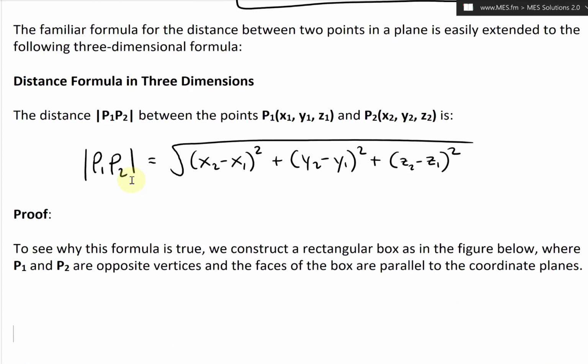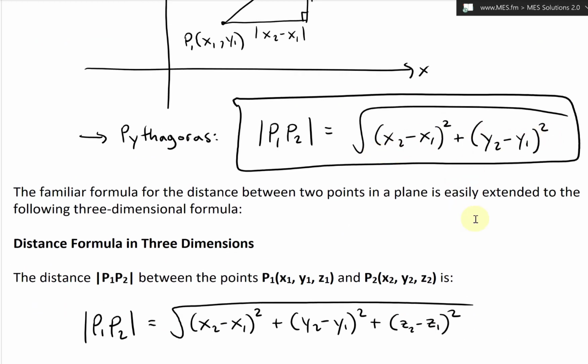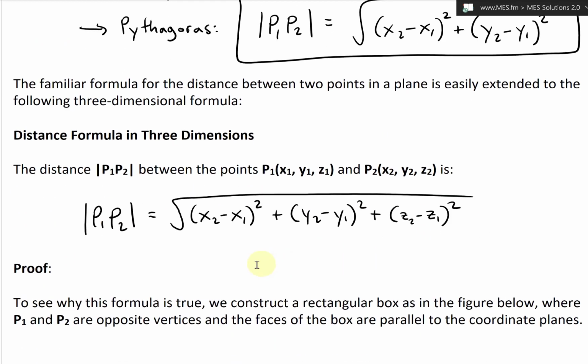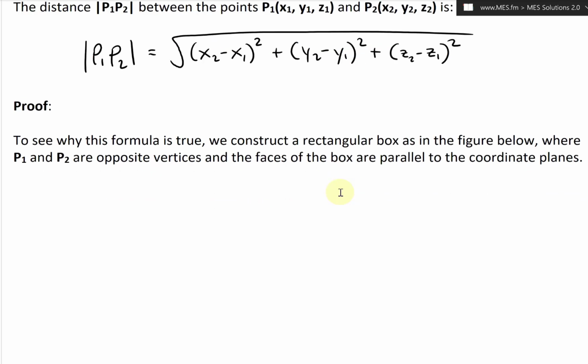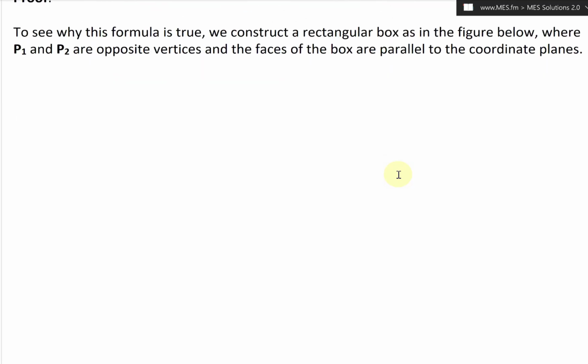Alright, so now that we have this, we're going to go over a proof of it, to see why this formula is true. Here we just extended it and added the z component. To see why it's true, we construct a rectangular box as in the figure below, where P1 and P2 are opposite vertices, and the faces of the box are parallel to the coordinate planes. So let's draw this all out.